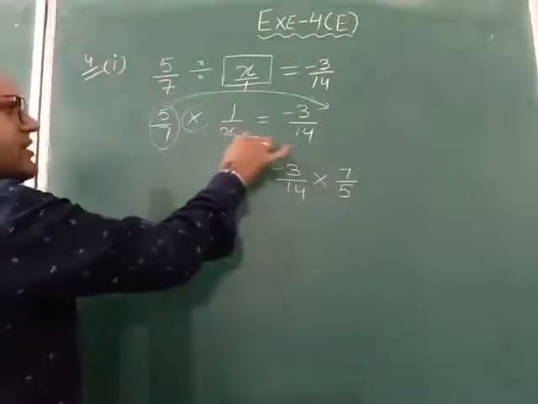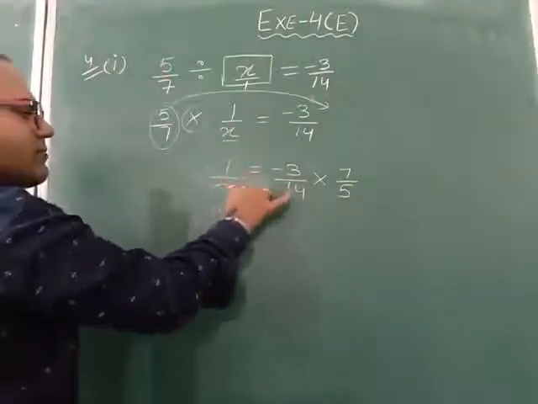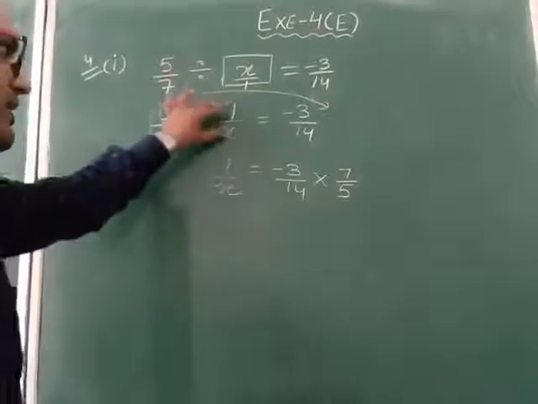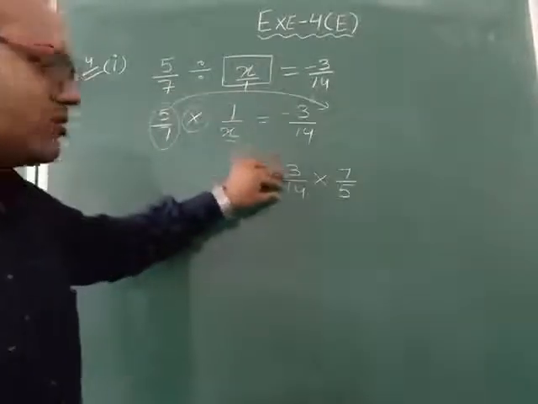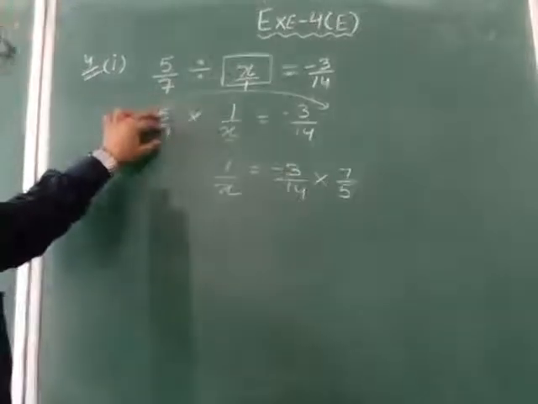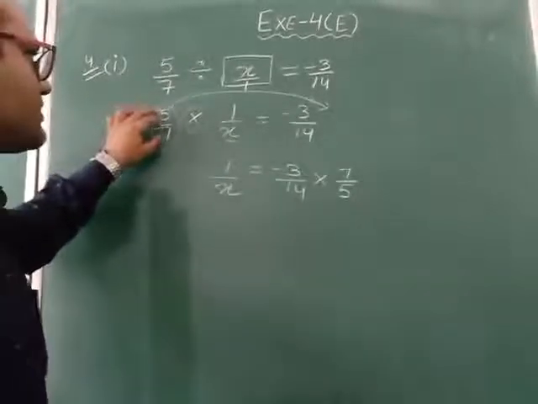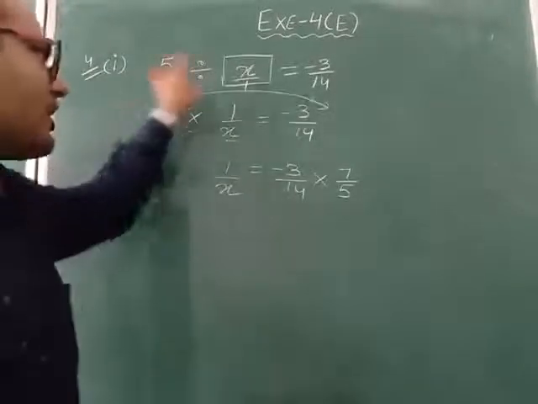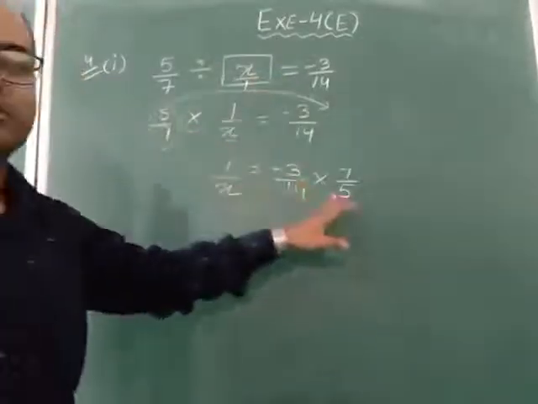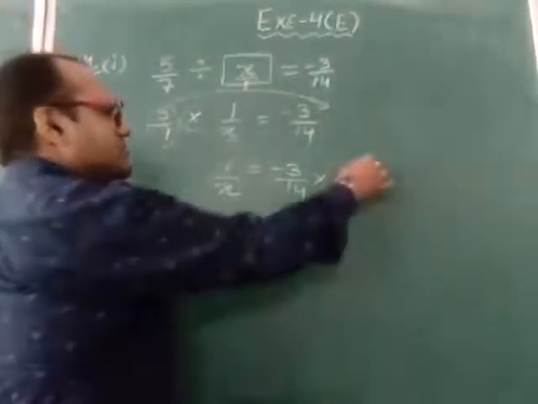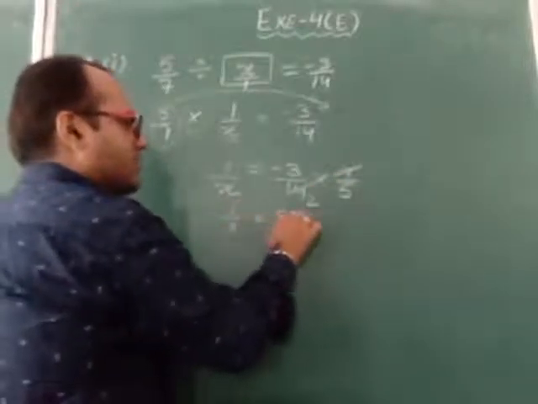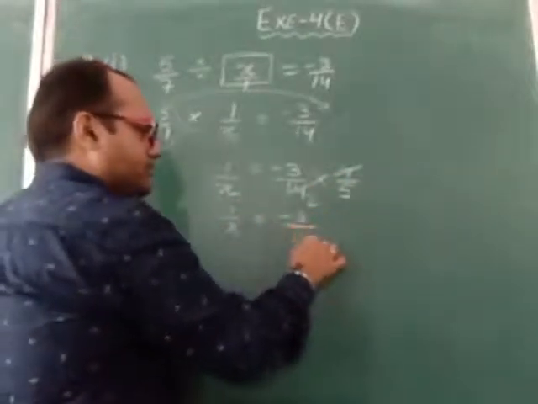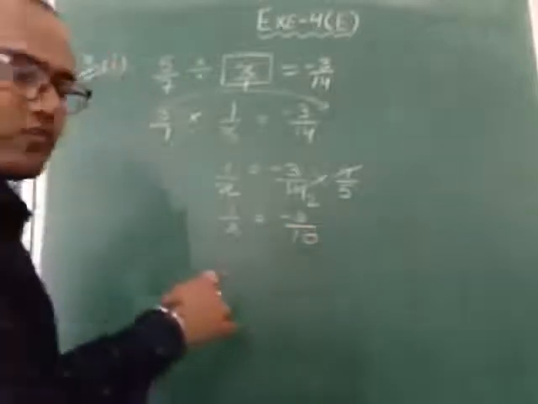But on the left hand side, this remaining term 1 upon x we will write as it is, the equal sign also as it is, and this number also as it is. When we shift this fraction to the right hand side, we have to take the reciprocal. Now we will cut it. 7 twos are 14. So the answer of 1 upon x is minus 3 upon 10. So this is the answer of 1 upon x.